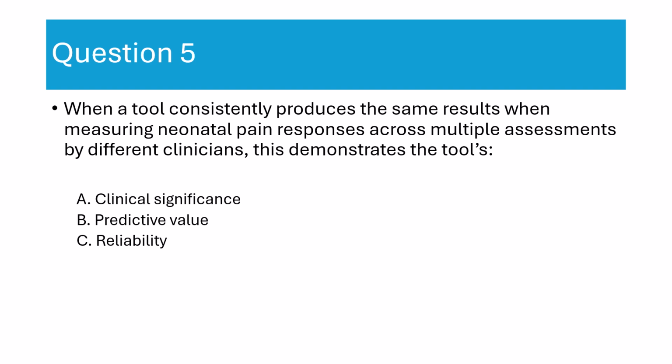Reliability. Reliability refers to the consistency of a measurement tool. Inter-rater reliability specifically refers to the consistency of results when used by different observers, as described in this scenario where different clinicians obtain similar measurements.